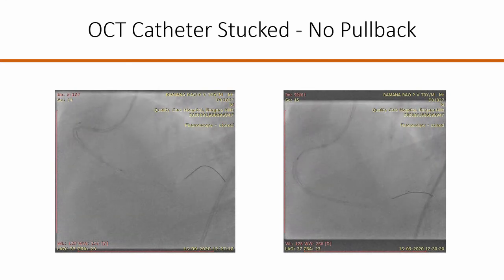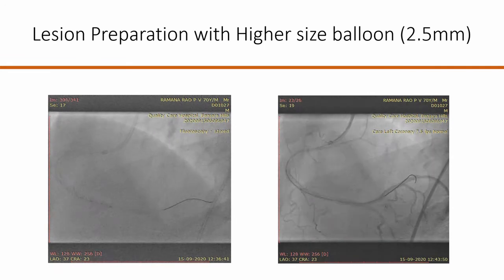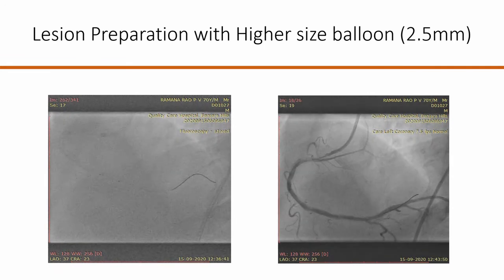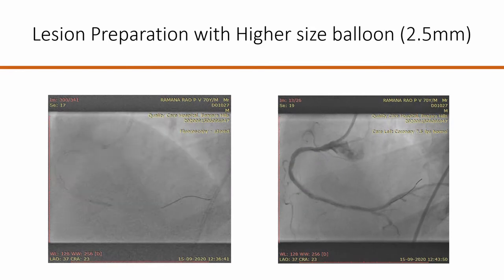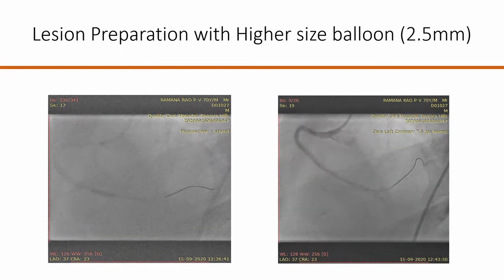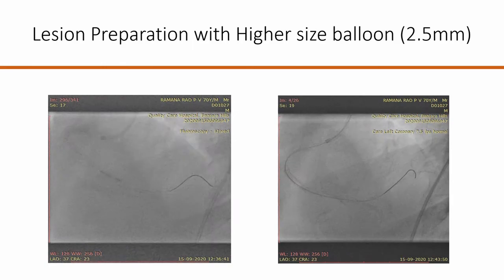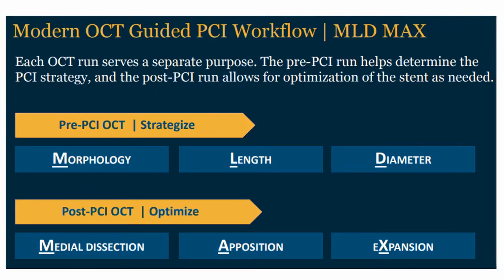When we were taking the OCT run, the lens was stuck at the hazy zone, indicating inadequate lesion preparation. As the lesion preparation was inadequate because of the lens being stuck, we prepared with a larger balloon, that is 2.5 by 10 mm, and systematically dilated the entire segment of the distal RCA with the 2.5 mm balloon. As part of the modern OCT-guided PCI workflow, we followed the MLD MAX protocol, that is a pre-PCI OCT for knowing the morphology, length and diameter, and post-PCI for stent deployment, medial dissection, apposition and expansion.